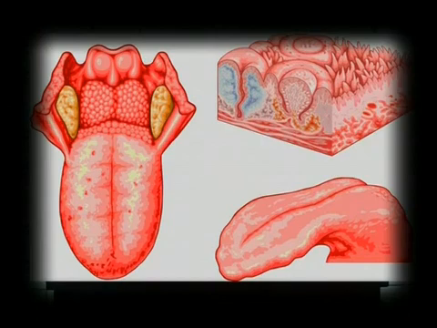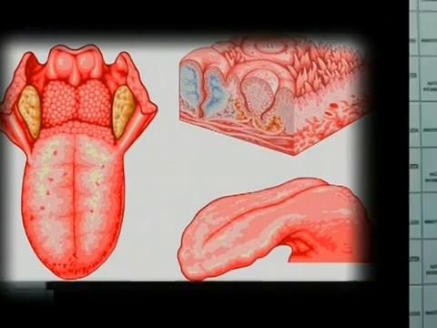Another type of papilla found on the tongue is called fungiform papilla. They are in large numbers, and they are usually present on the tip and on the margins. These papilla, fungiform papilla, are identified by their bright red color. You can see on your tongue there are some papilla which are very bright and red in color.